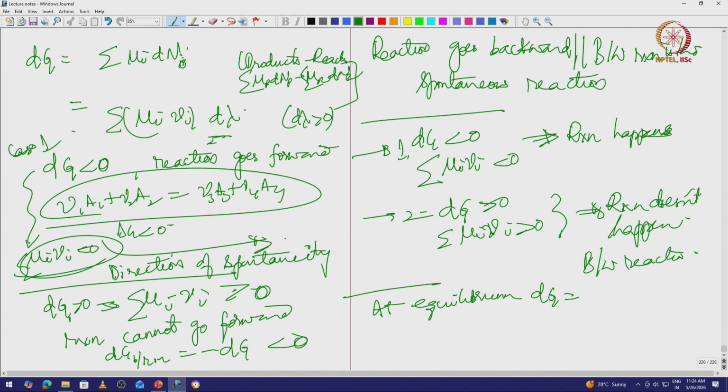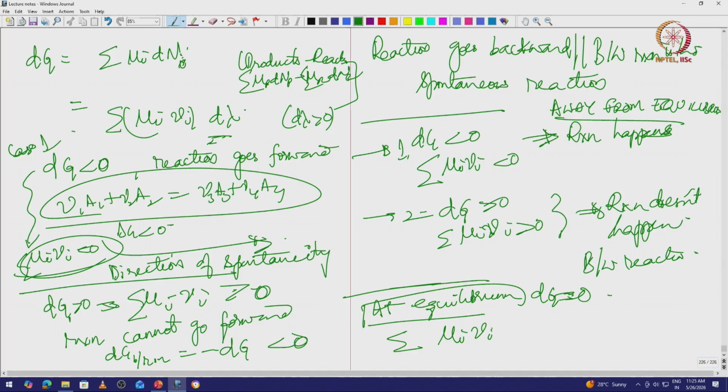Okay. Alright. So, and at equilibrium dg equal to 0, and so we want to see what happens at equilibrium. Okay. Alright. So, at equilibrium, because thermodynamics is all about seeing what happens at equilibrium, right. So, not when I am away from equilibrium, these are away from equilibrium. Okay. And at equilibrium where dg equal to 0, what I have is the sum of mu I nu I equal to 0. Okay. Now, what is mu I?